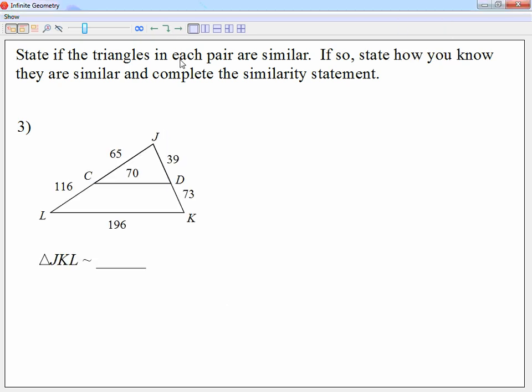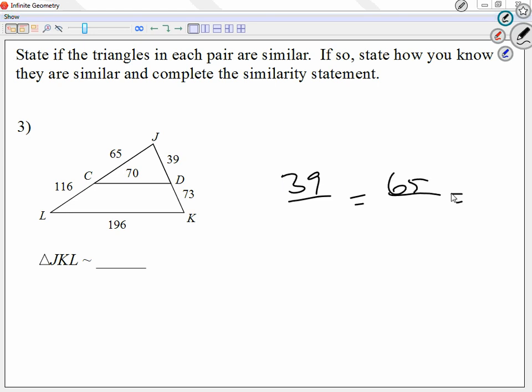Looking at question number 3, I'm not going to be dealing with angles. Let me deal with sides. If I look at the small triangle, the measurements of the sides are 65, 30, 65, 70, and 39. Let me list them from small to large. 39, 65, and 70. Right, I listed them from small to large.